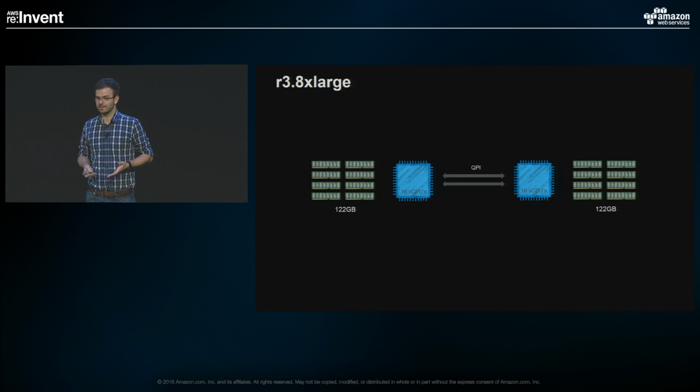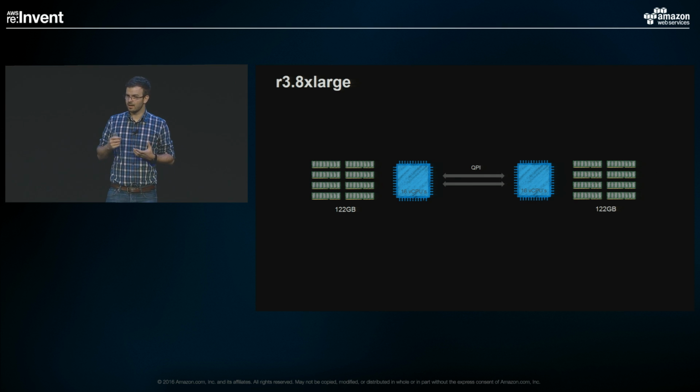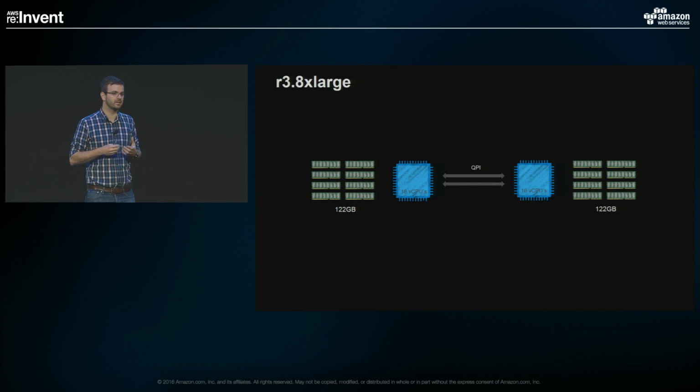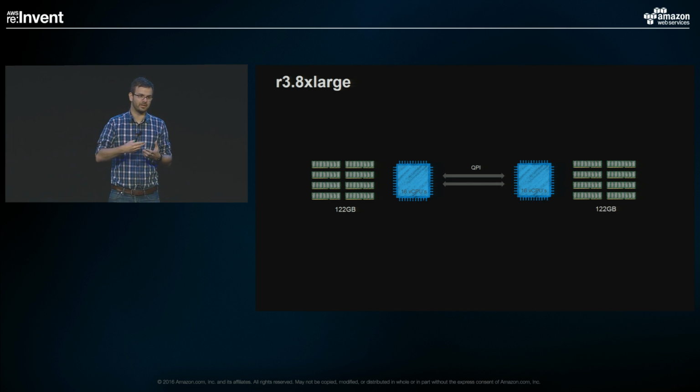Let's look at the R3 8xlarge as an example. This is a 2-socket box, and you can see that there are 122 gigabytes of RAM attached to each socket. Between each socket, you have 2 QPI links to transfer memory from one socket to another. So if you have an application running in the socket on the left that's copying data from memory in the socket on the right, it's got to send that data over those QPI paths, which, while fast, are never going to be as fast as accessing memory that's local to that socket.